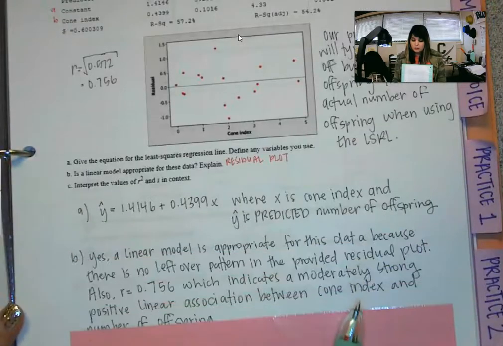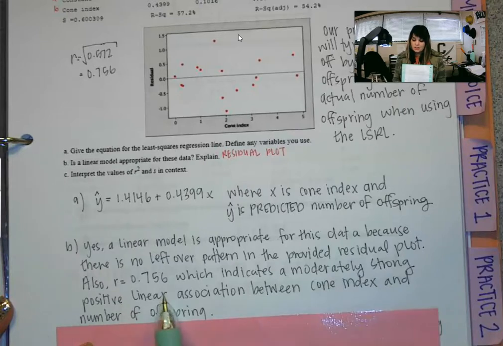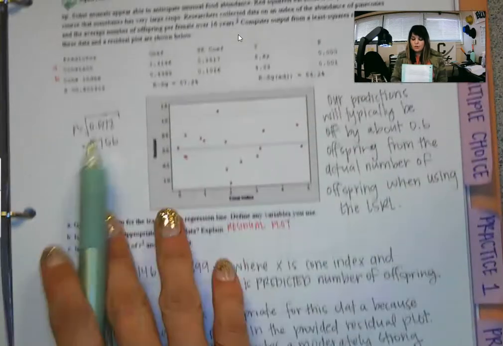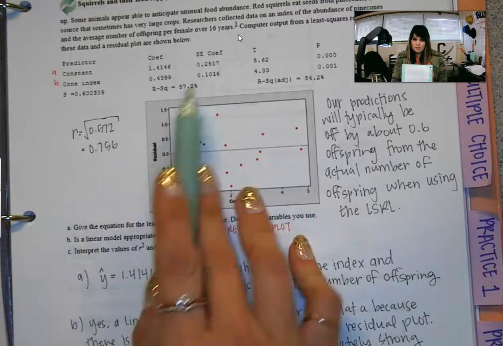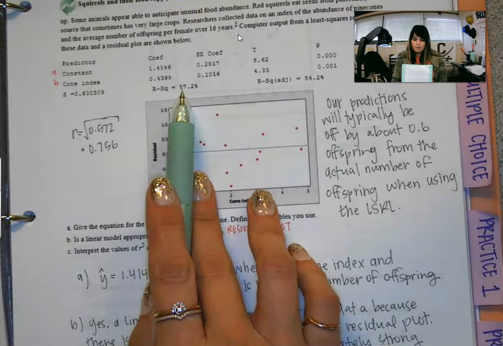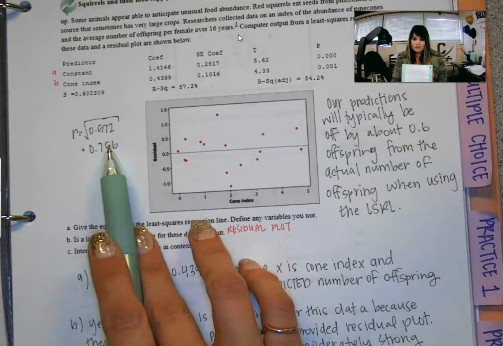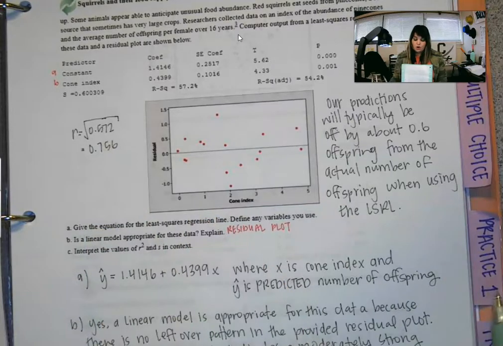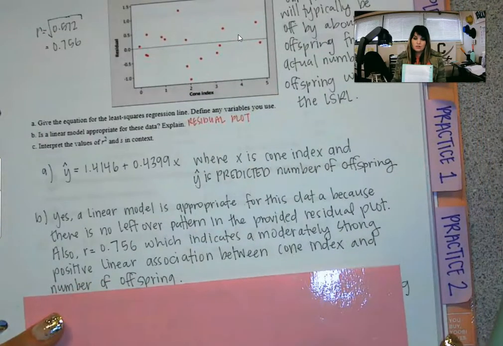Is a linear model appropriate? Yes, a linear model is appropriate for this data because there is no leftover pattern in the provided residual plot. Also, correlation is 0.756. So you find correlation by taking the root of R squared. This is R squared right here, 57.2. So you change that to a decimal, and that gives you your R value. So R is 0.756, which indicates a moderately strong positive linear association between cone index and number of offspring.